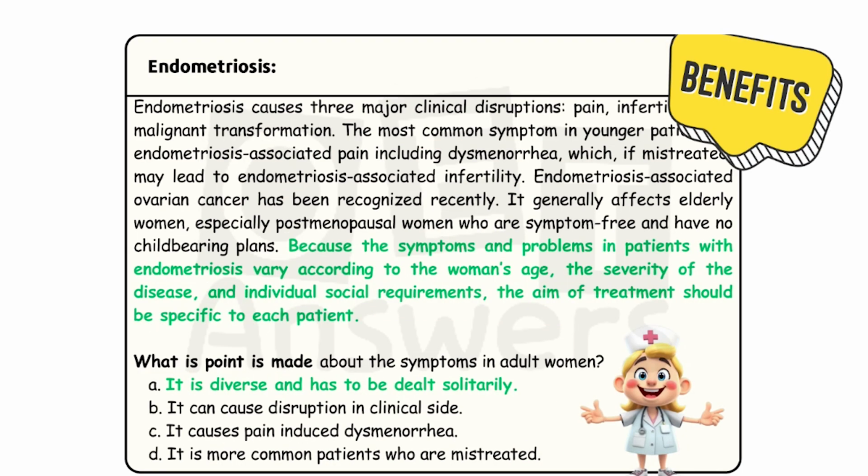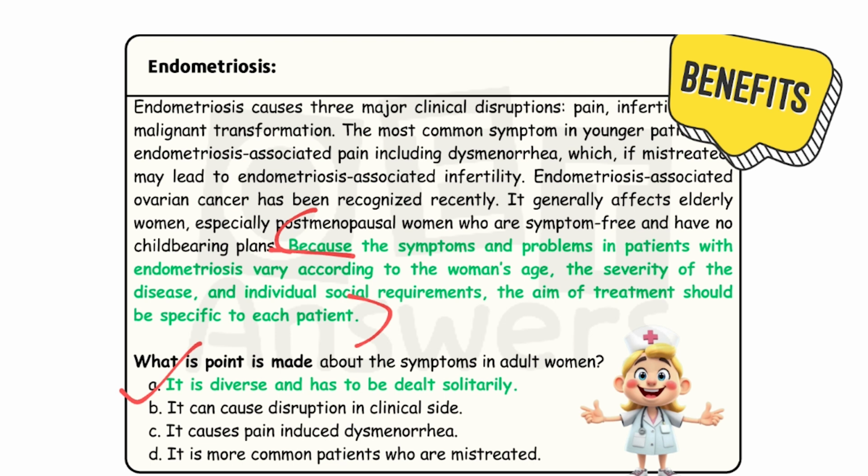This is what I have explained previously. In green color, I have highlighted the exact location. This is the contrast word and the meaningful part. So I highlighted the correct option: it is diverse, has to be dealt with solitarily. Exactly, you can see. Correct? So this is the exact example of this type of question.